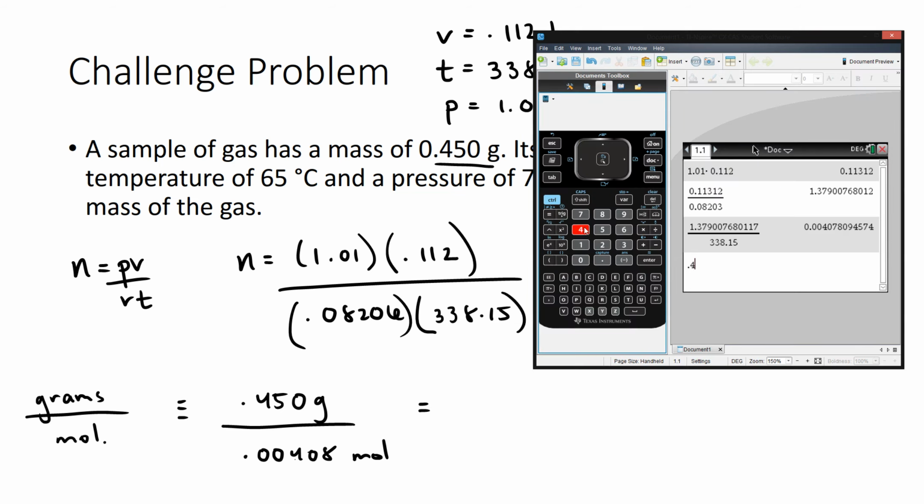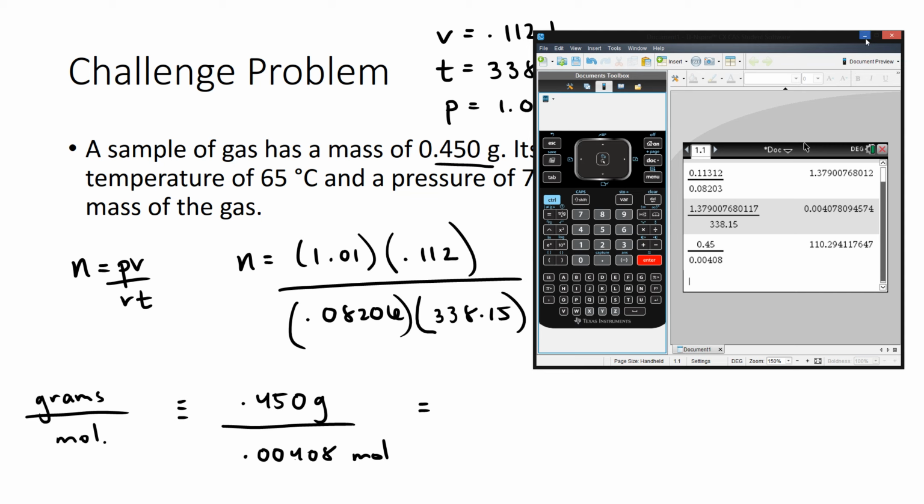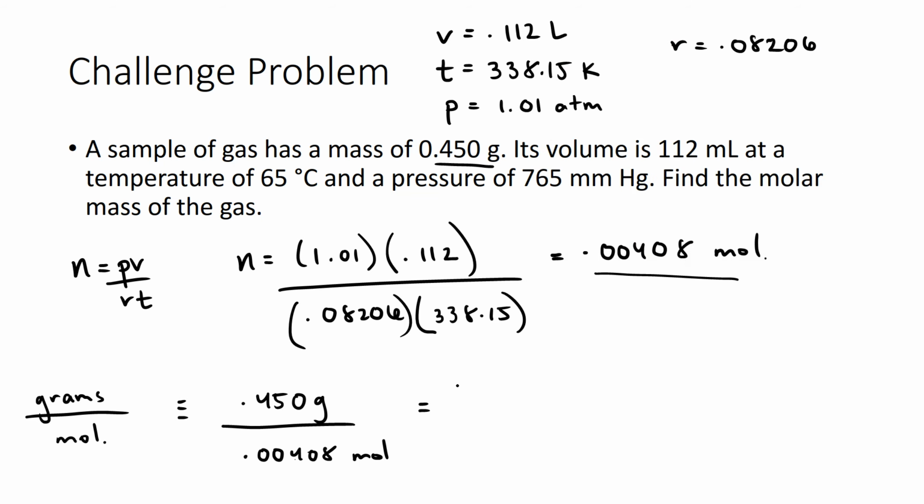So we'll do 0.450 divided by 0.00408, and we have 110 grams per mole is going to be the molar mass of the gas.